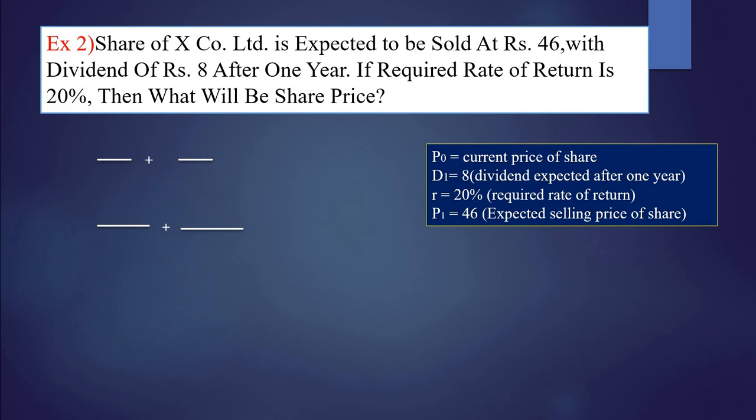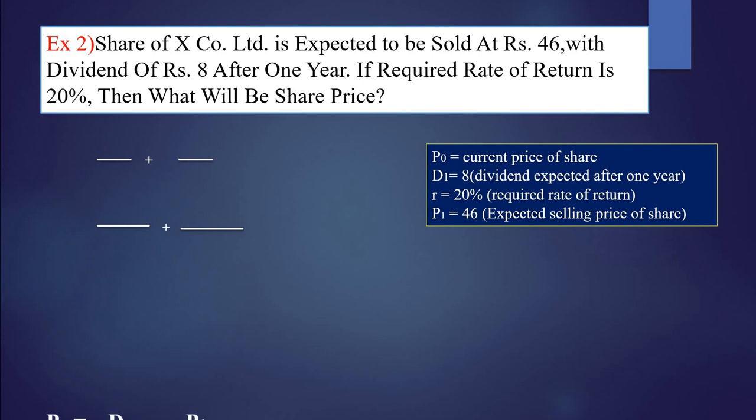Next, with a dividend of rupees 8 after 1 year. How much is the dividend? Rupees 8, our D1. So D1 is equal to 8. Next, the required rate of return is 20%, which is our R. So R is equal to 20%. Then what we have to calculate is the share price, the present value of the share. They are asking for the current price.